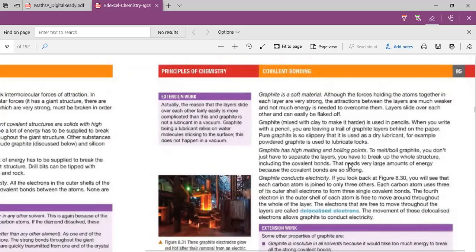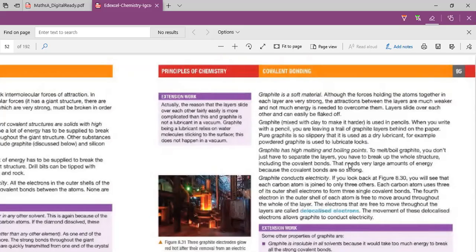Graphite also has high melting and boiling points. To melt or boil graphite, you don't just have to separate the layers. You have to break up the whole structure, including the covalent bonds. These carbon bonds form a giant attraction, and they are very strong, so they need a very large amount of energy to break.